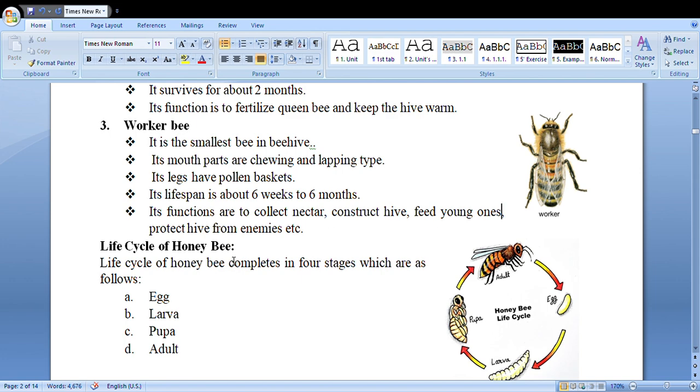Now life cycle of honeybee. Life cycle of honeybee completes in 4 stages, which are as follows. First one is egg, larva, pupa, adult.